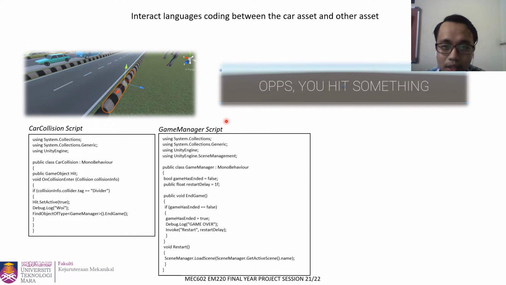This slide was showing the car collision script when the car collides with the divider. Based on this script, when the cars collide, the hit panel will appear, and the script will call the game manager to restart the game after a short delay.